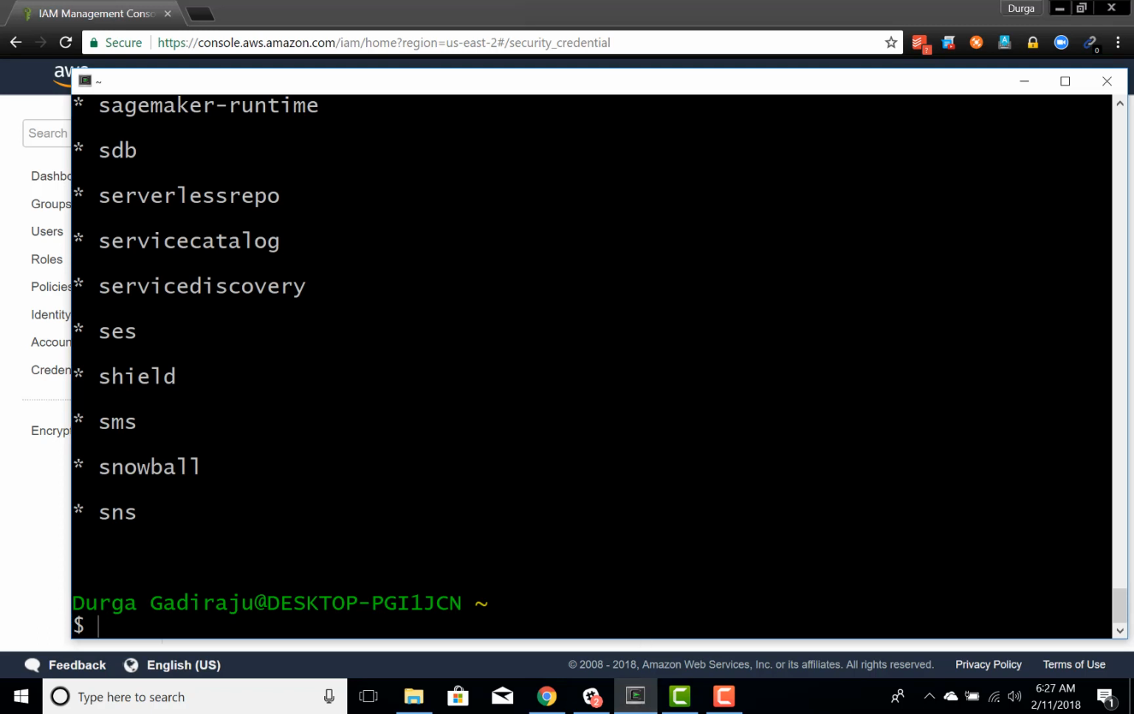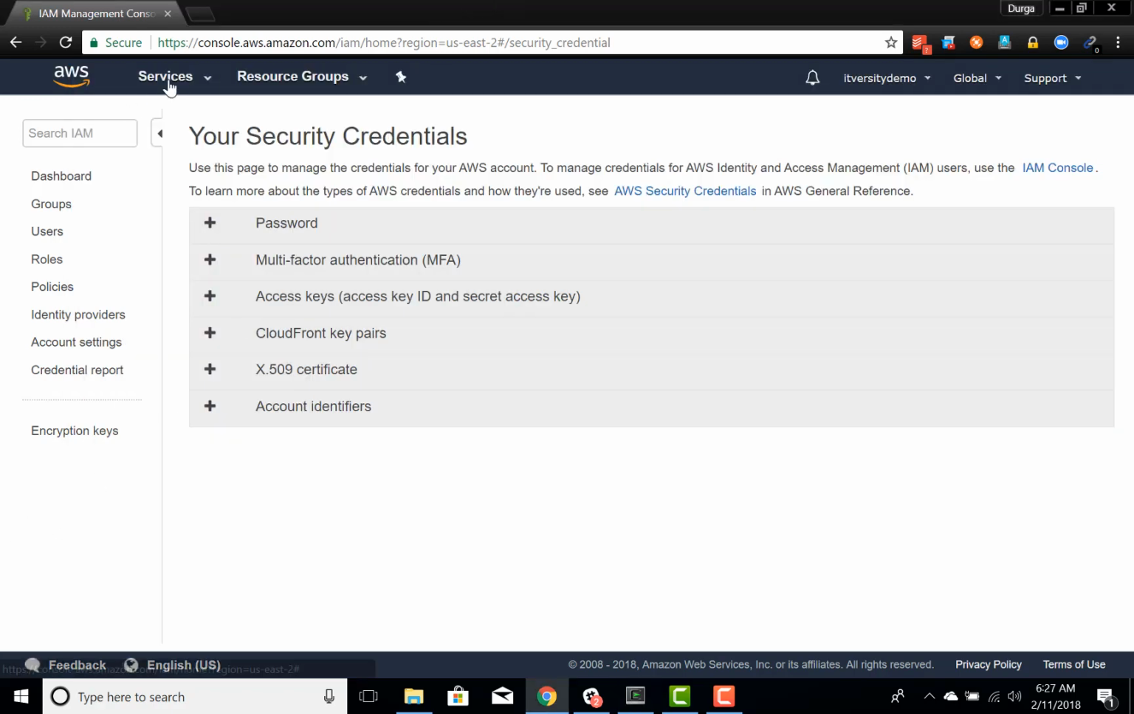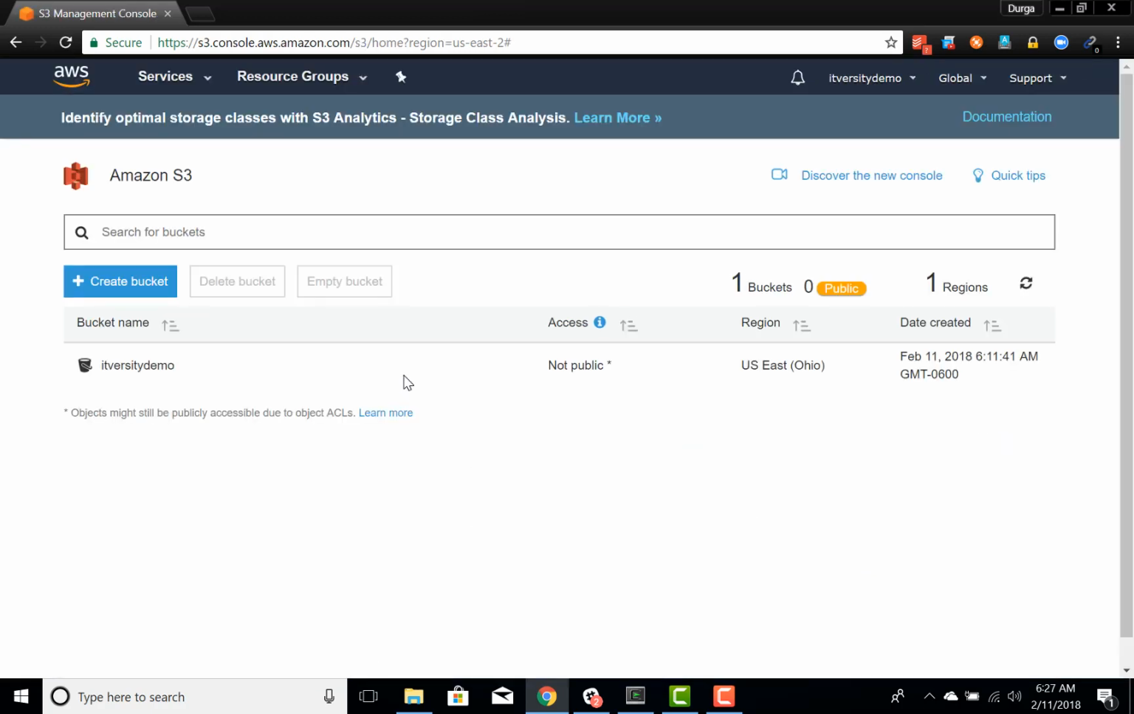Once the access key and secret key were created and downloaded, we set up AWS CLI on our Windows machine, and then we configured the access key and secret key so that our AWS command line interface can interact with our AWS account. Once we did that, we explored S3, which stands for Simple Storage Service, and created a bucket called ITVersity demo, and then we tried to access it from AWS command line interface by using the aws s3 ls command. So these are the fundamentals of AWS which you need to be aware of if you want to get started with AWS.